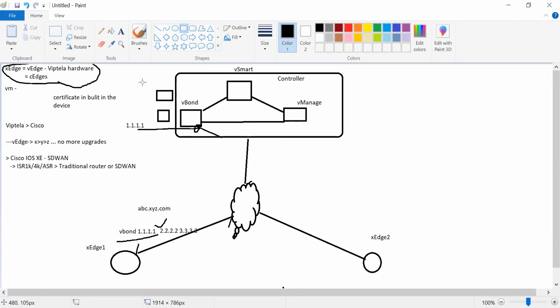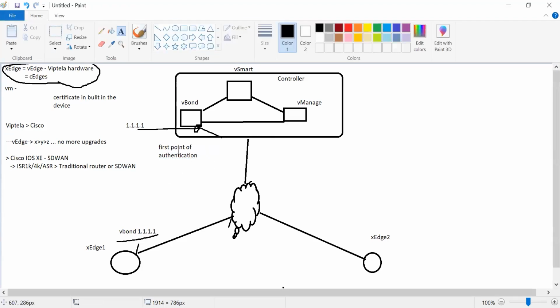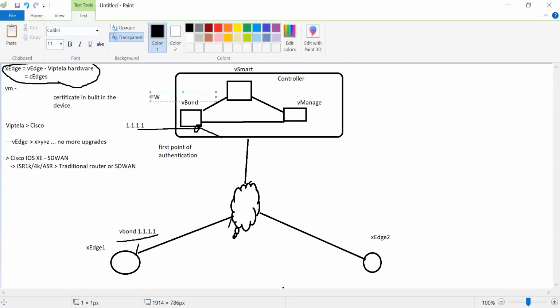Now, we can use a domain name. This domain can be mapped to one IP address or multiple IP addresses, right? This XEdge should be able to resolve this domain to the vBond IP address. Now, why do we need to go to vBond? vBond is the first point of authentication, or you can say it acts like a firewall for all the devices which want to onboard into our SD-WAN fabric.